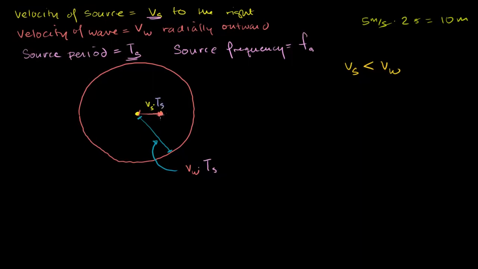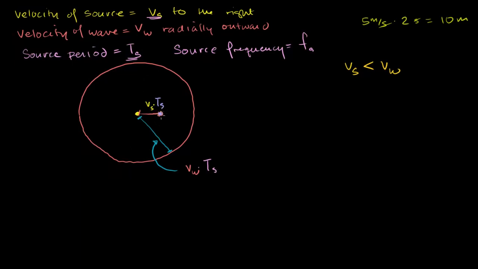t sub s. So after one period of the wave, if that's 5 seconds, after 5 seconds, the source has moved this far, v sub s times t sub s, and the first crest of our wave has moved that far, v sub w times t sub s. Now, the time that we're talking about is the period of the wave being emitted. So exactly after that amount of time, this guy is ready to emit the next crest.